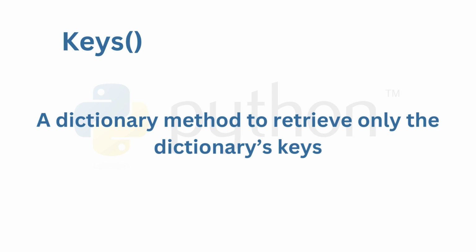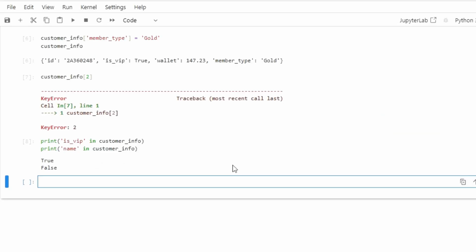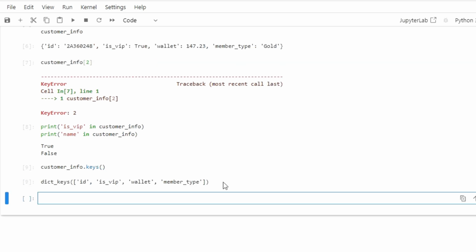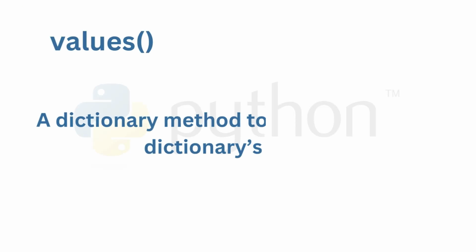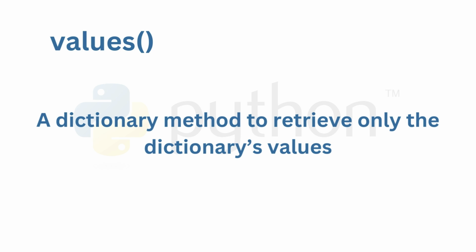The keys method lets you retrieve only the dictionary's keys. Returning to our customer info dictionary, when we apply the keys method to the dictionary, the computer will basically list out our keys: ID, is VIP, wallet, and member type. In a similar way, the values method lets you retrieve only the dictionary's values.